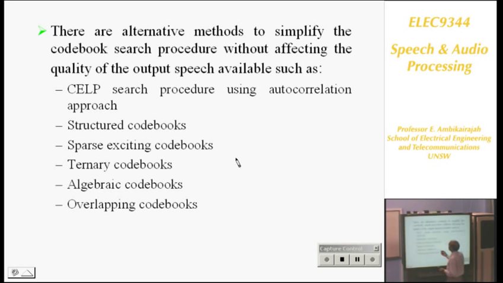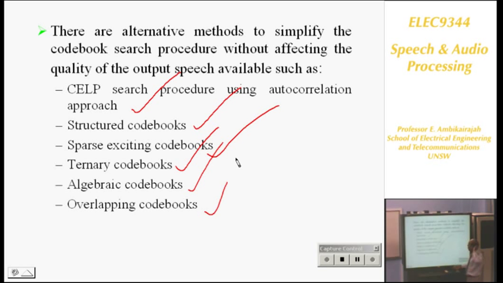People have tried several types of excitation techniques: structured codebook, sparse exciting codebook, ternary codebook, algebraic codebook, overlapping codebook. There are many of those because CELP was developed back in 1988-89, and up to 95, 96, people were trying various things. And as you know, CELP has been standardized now. So the algebraic codebook has taken a very good place in the standardization, right? But the basic CELP is what you need. The further work on the excitation, I'm not doing here. Once you've understood the basic CELP, you know the structure, it's a matter of changing any of those codebooks to give refinement and things like that.